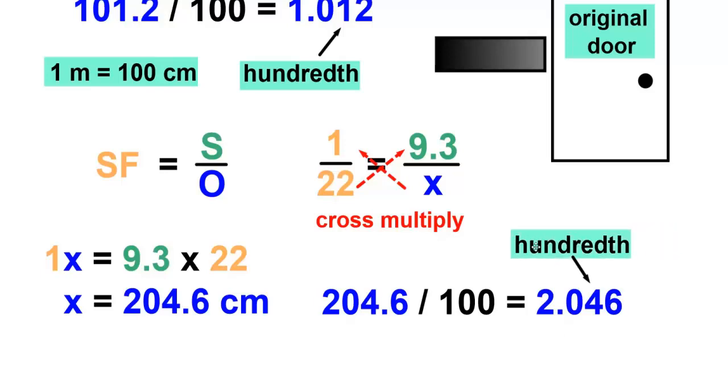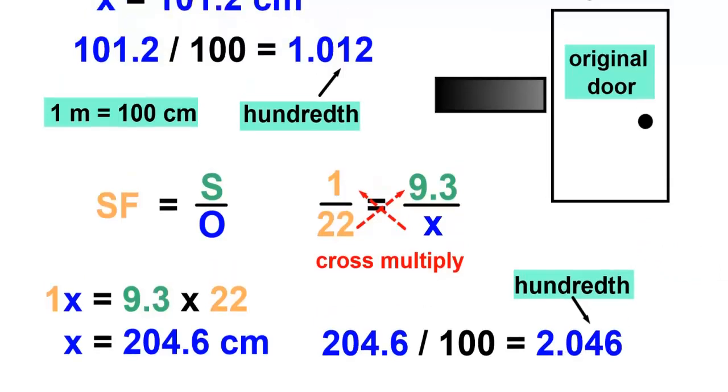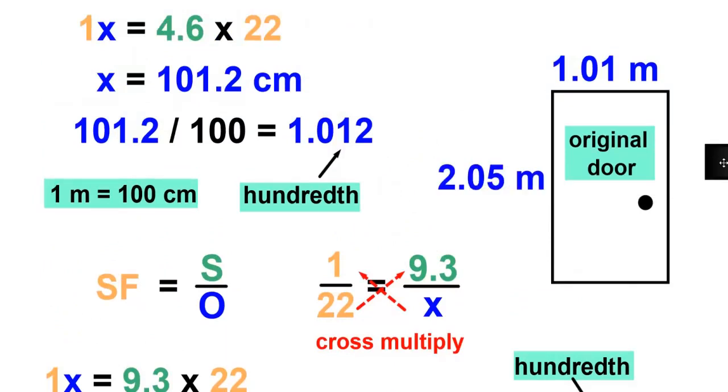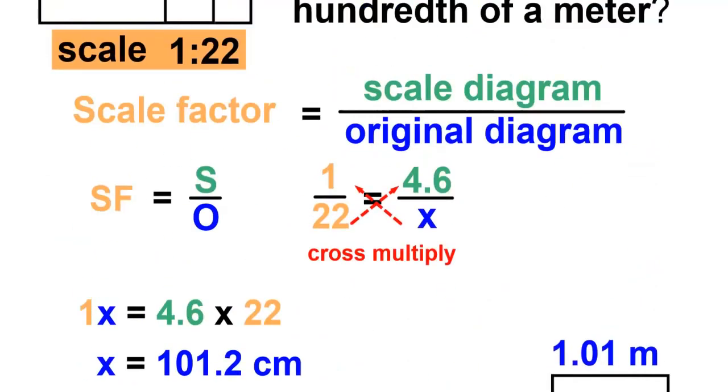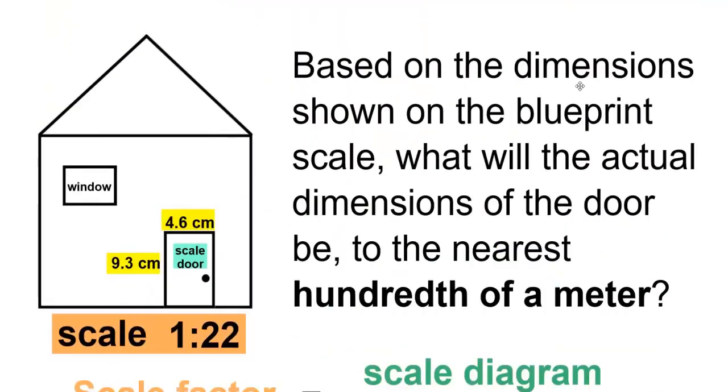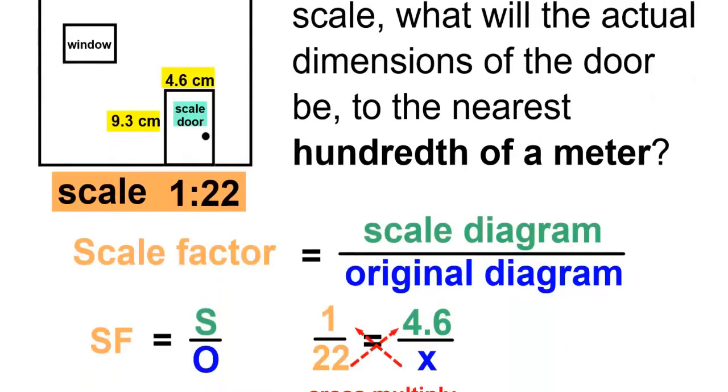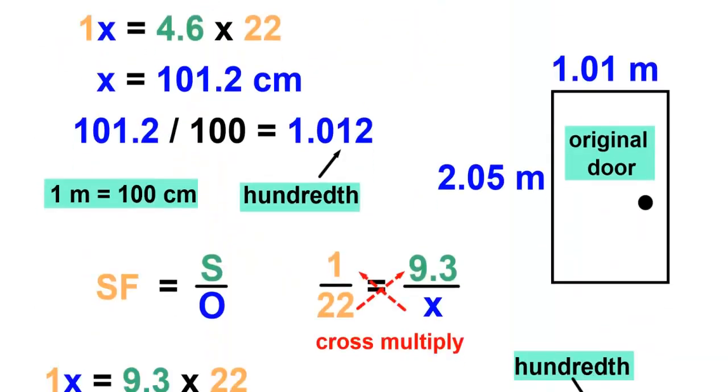And we have to round to the nearest hundredth, which is where the 4 is located, and the 4 will round up to a 5 because the number after it is a 6. So the height of the door is 2.05 meters. Based on the dimensions shown on the blueprint scale, what will the actual dimensions of the door be to the nearest hundredth of a meter? The actual dimensions will be 1.01 meters by 2.05 meters.